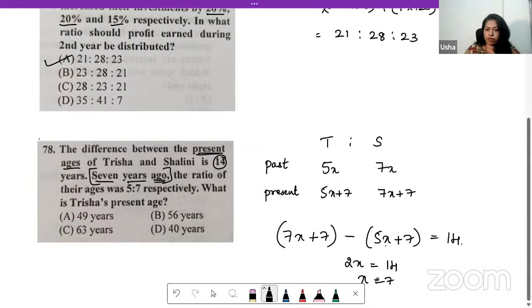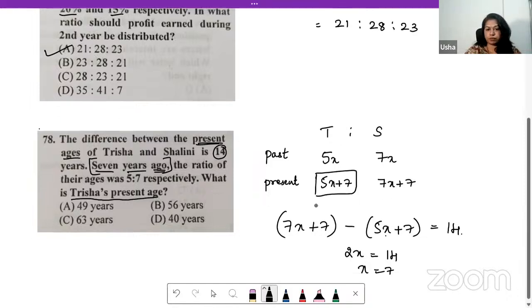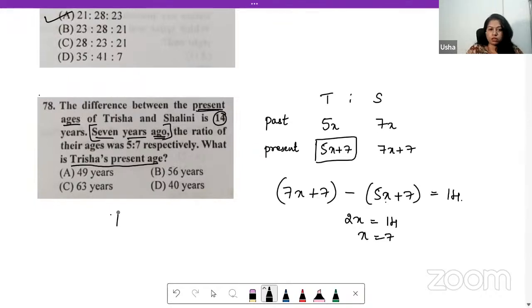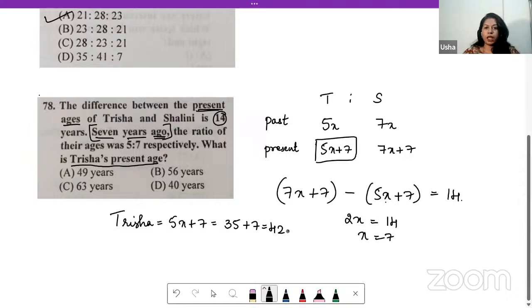So x is 7. What is it that we need to find? Trisha's present age we want. So Trisha's present age is 5x plus 7. X is 7. So 5 into 7 is 35. Plus 7 is 42 years. Have we done any mistake?